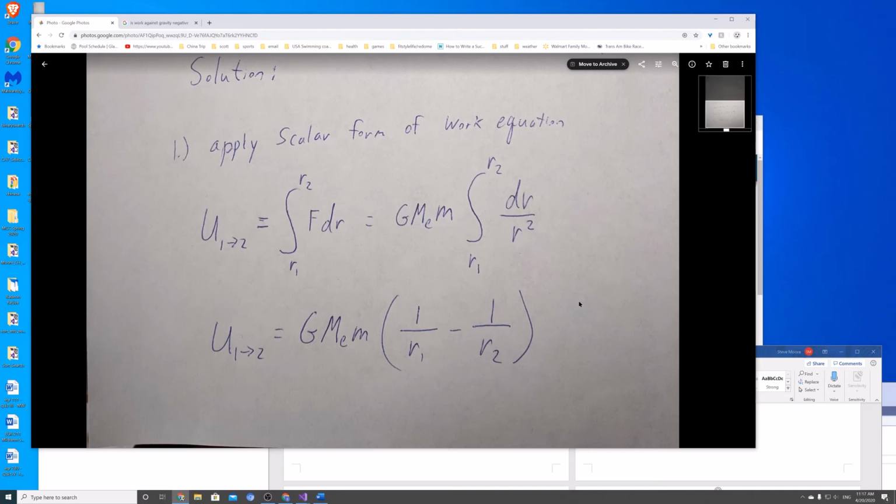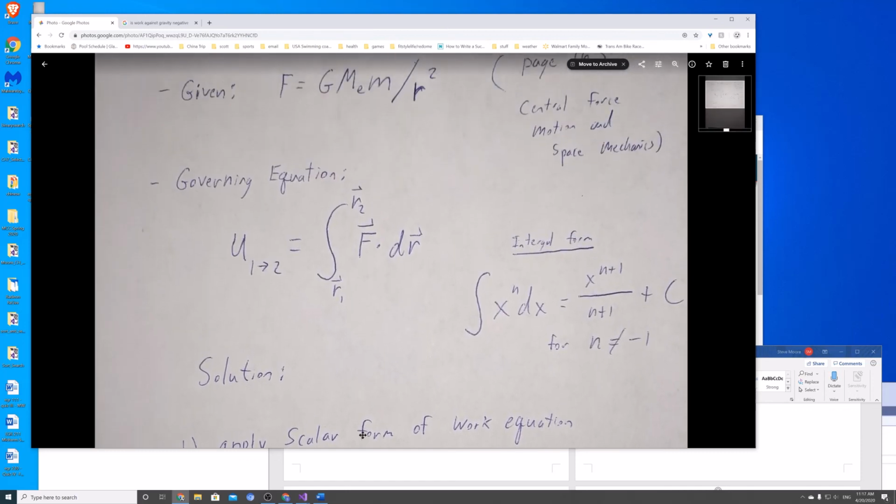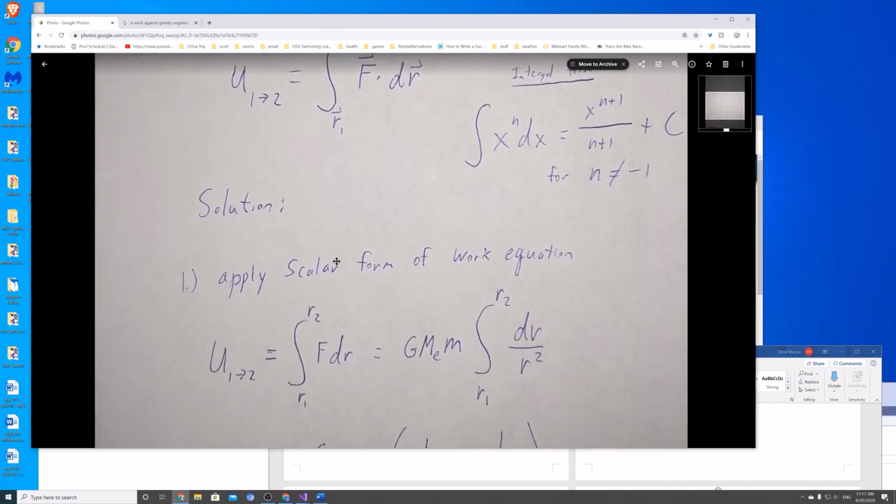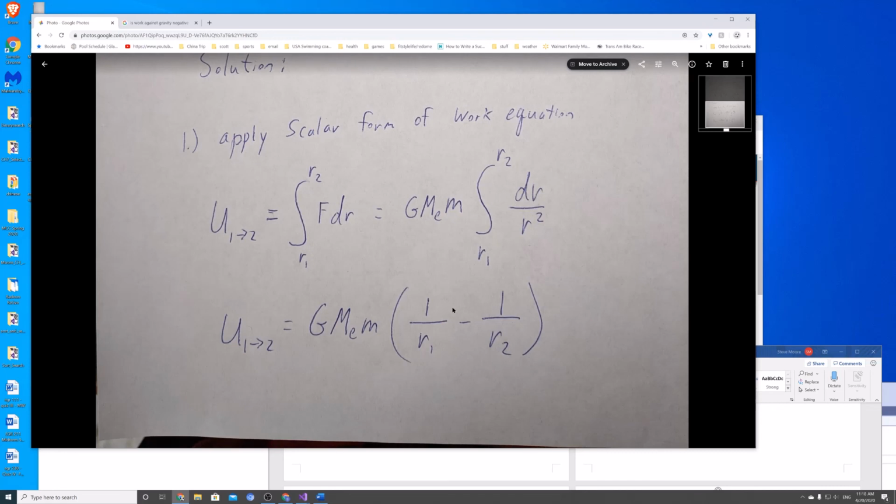Since the question asked for the work against gravity, this is going to come out positive because this term is going to be larger than this term. So that's the whole problem. Not a lot to it, just a little bit to think about in applying this work equation. Of course, you could substitute in any numerical values and solve for it without any real issue.